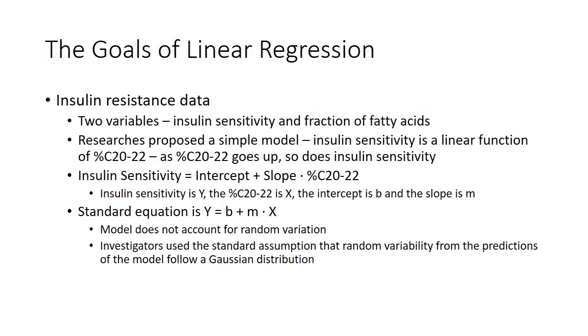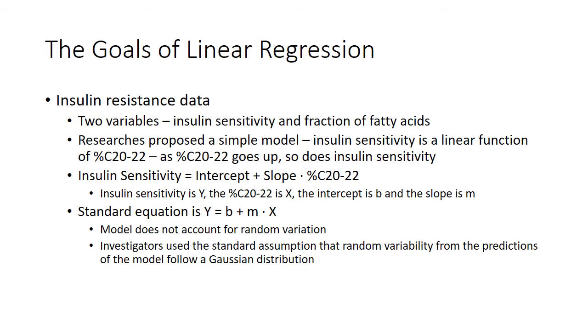And so, for instance, if we go back to that insulin resistance data that we were talking about in the last lecture, we saw that there were two variables we're looking at, including both insulin sensitivity of the patients and that fraction of the fatty acids, the carbon chain length that they had there. And so looking at it, the researchers were trying to propose a simple model that they could apply to other patients. They were saying that insulin sensitivity is a linear function of that percent of those fatty acid chains that was 20 to 22 carbons.